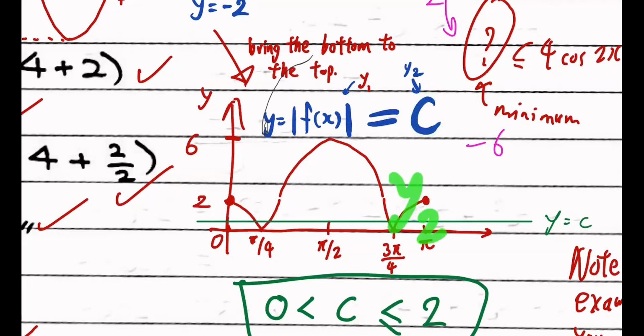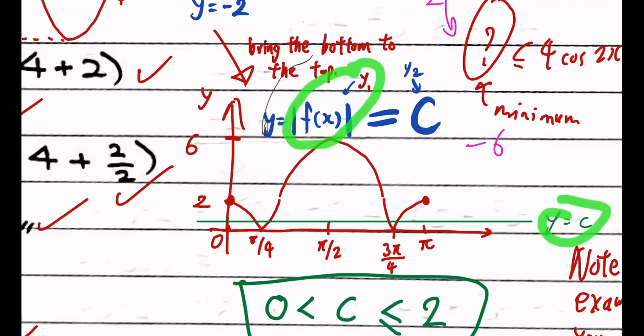So y2 equals a constant c, a horizontal line, right? This one is Sec 3 E Math. Sometimes Sec 2 students also learn this. Constant, then it's a horizontal line. But you need to read the question, given that the number of solutions is equal to 4. Which means you have how many points of intersection between y2 equal to c and y1 equal to modulus f(x)? Number of solutions is 4. So how many points of intersection?